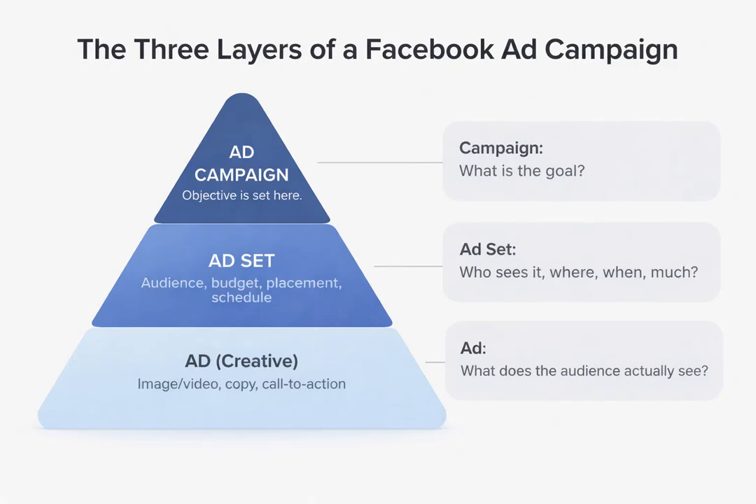When you click Create inside Ads Manager and choose an objective, say awareness, you'll immediately see 3 layers appear. This is the fundamental structure of every Facebook ad campaign. At the top is the campaign level, where you set your overall objective. Below that is the ad set level. This is where you define your audience, set your budget, choose your placements, and schedule your ads. At the bottom is the ad level. This is the actual creative that your audience sees: the image or video, the headline, the body text, and the call to action button. Understanding this 3-layer structure is essential before you start configuring anything.